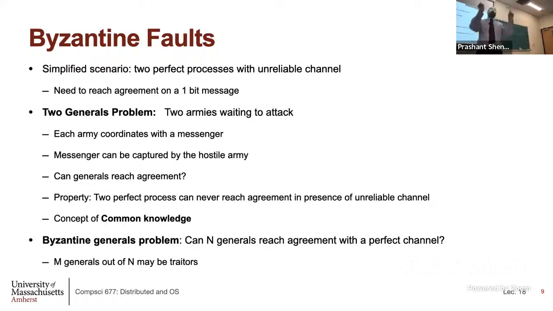Two armies trying to attack a common enemy, so they want to coordinate what time they should launch an attack. And the assumption is the way they are going to coordinate is they are going to send a messenger back and forth to try to decide what is the time that they want to attack.